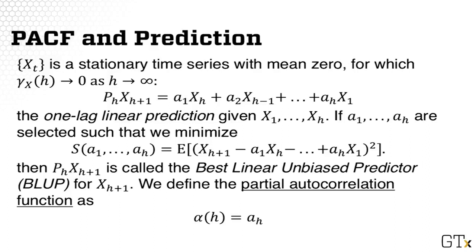We defined this prediction for linear processes in a previous lecture. Given this definition of BLUP, the partial autocorrelation is the coefficient a H in the best linear predictor as defined here on the slide.